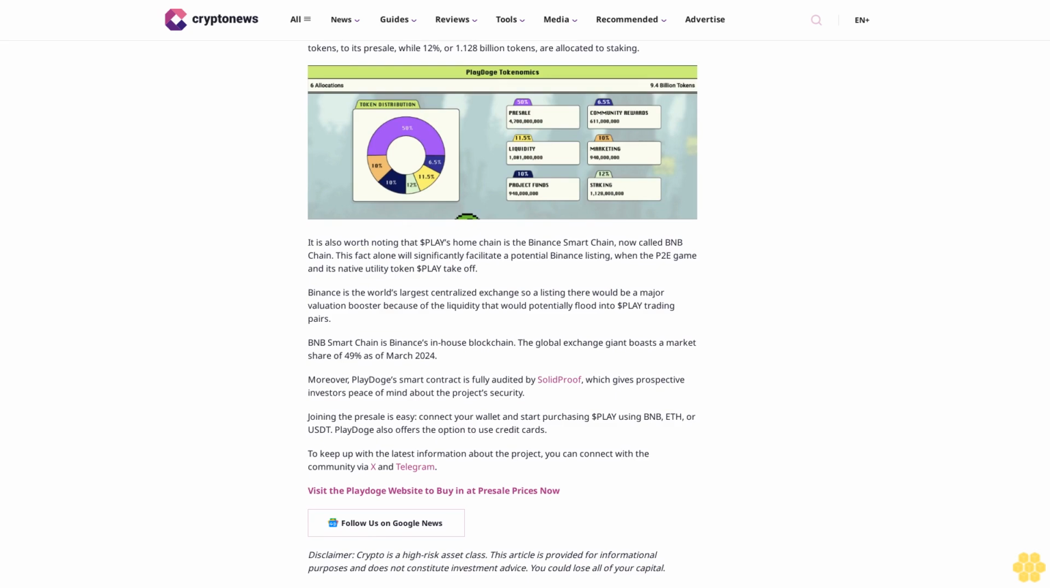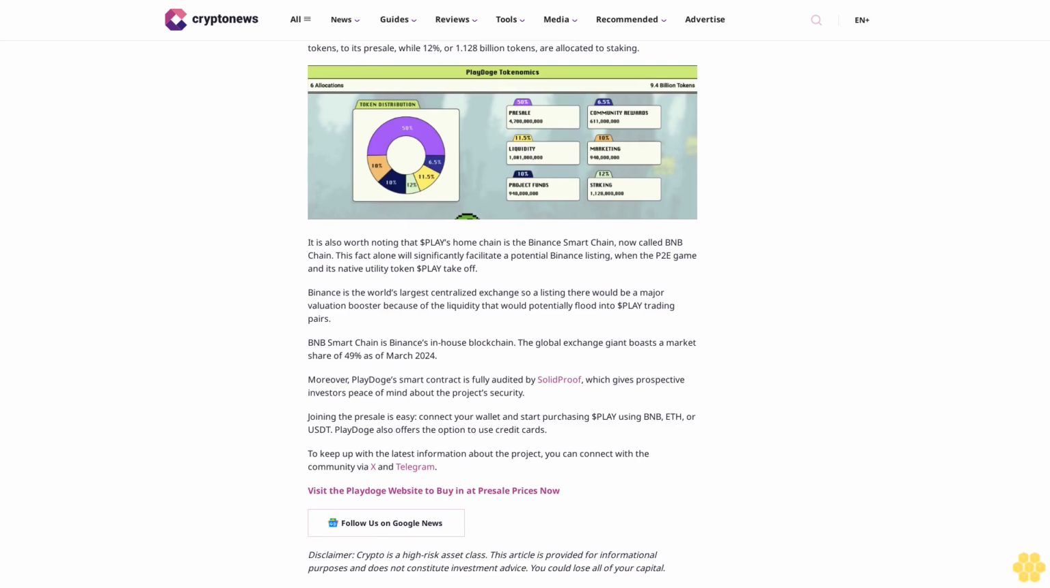Get a head start on PlayDoge's lovable Tamagotchi remake with $PLAY. As mentioned earlier, the PlayDoge app is currently in development, but this sweltering presale will likely propel it quickly through the next stages of its roadmap. PlayDoge allocates a total of 50% of its 9.4 billion token supply, roughly 4.7 billion $PLAY tokens, to its presale, while 12%, or 1.128 billion tokens, are allocated to staking.